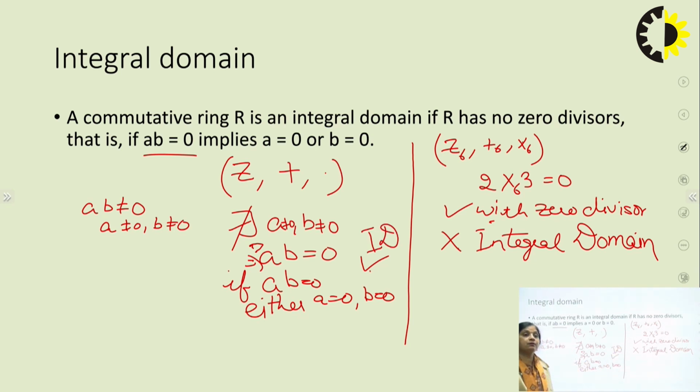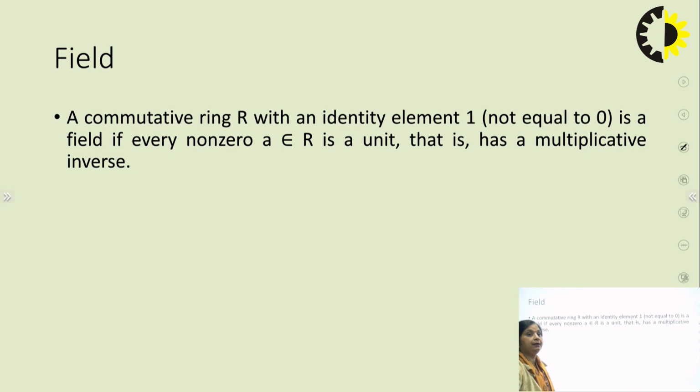Why? Because if the multiplicative answer is 0, then either of the operands will definitely be 0. Either A or B or both, but at least one will be 0. Only then can we get 0 in multiplication.